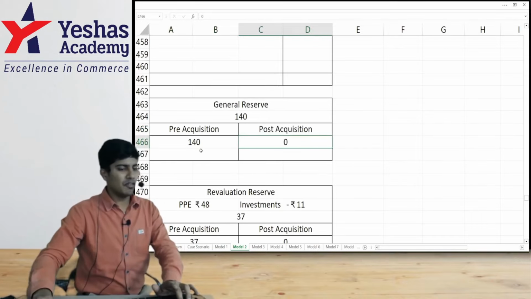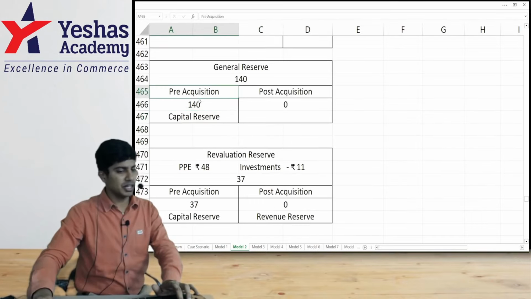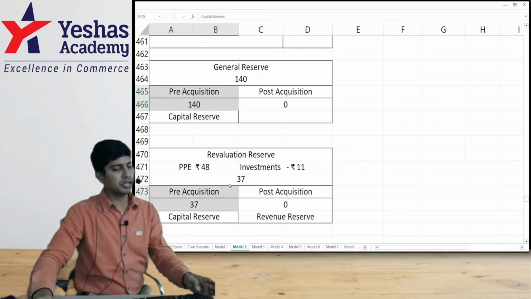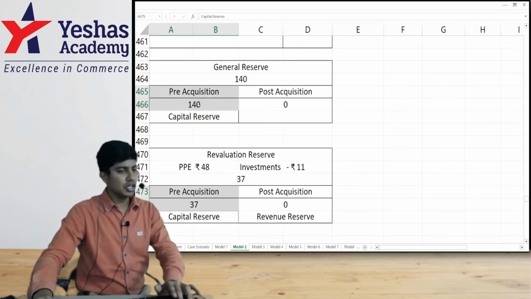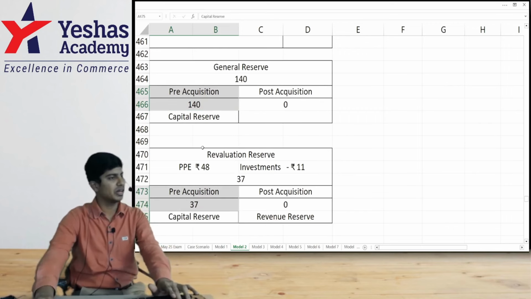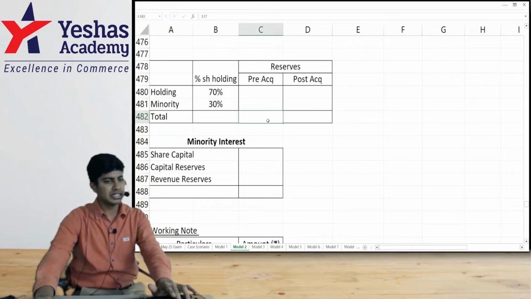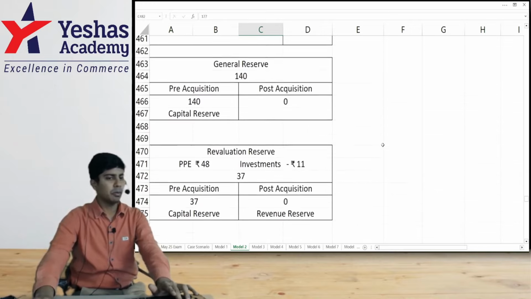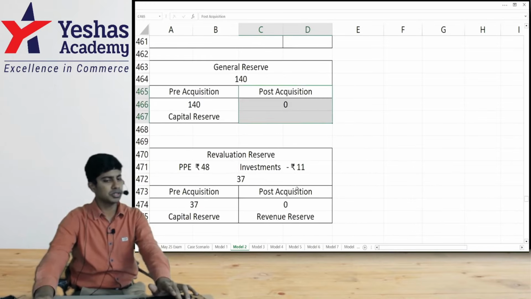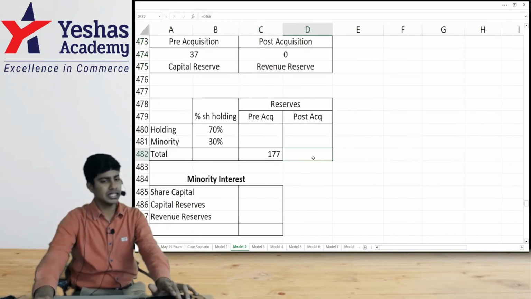Now we know 140 is pre acquisition because of general reserve, 37 is pre acquisition because of revaluation reserve. So can I say total pre acquisition reserves is 177? I will take 177 as pre acquisition. Post is zero. I'll write post as zero.